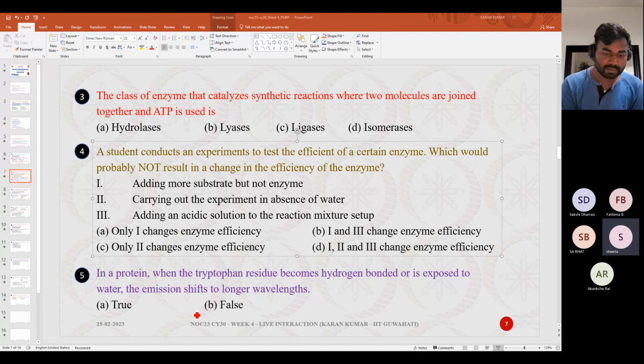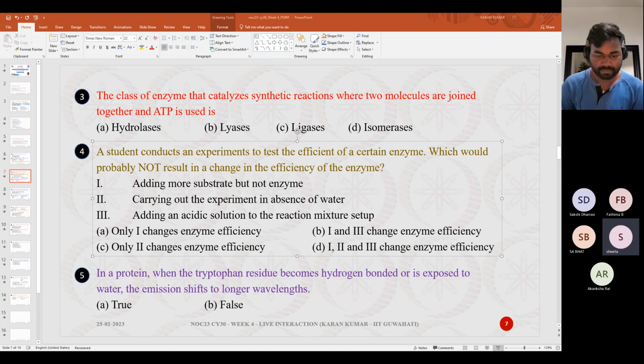It's actually a false statement. Why? Because yesterday we learned that when polarity increases, a hypsochromic shift takes place, and when polarity decreases, a bathochromic shift takes place, where a hypsochromic shift represents decreasing wavelength and a bathochromic shift shows increasing wavelength.